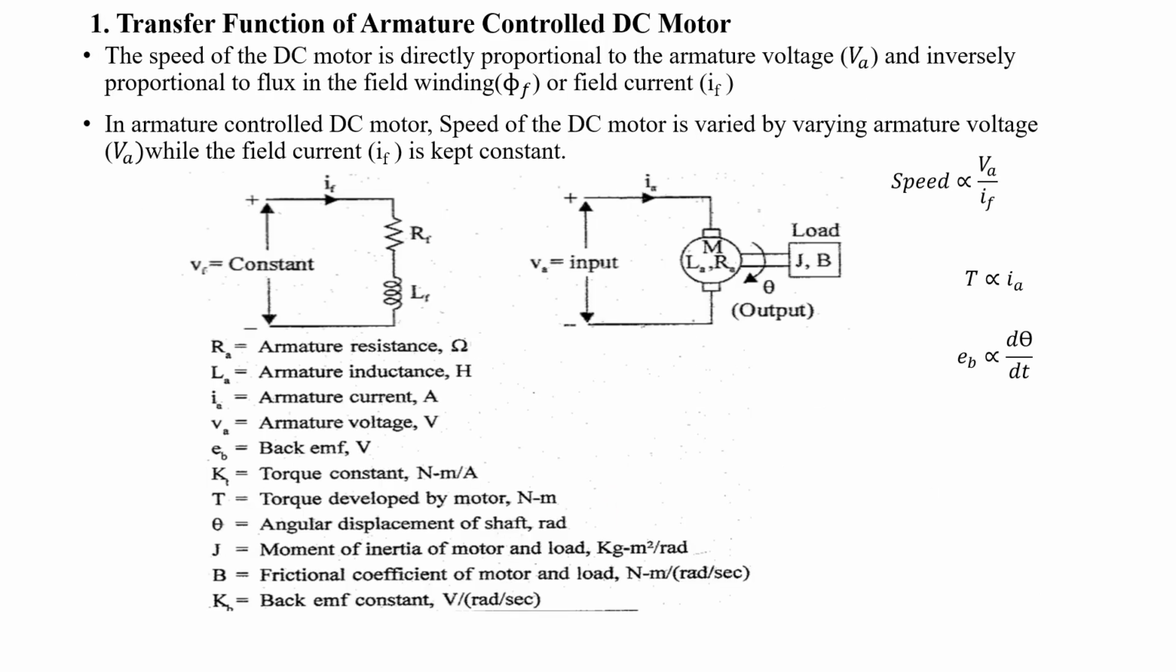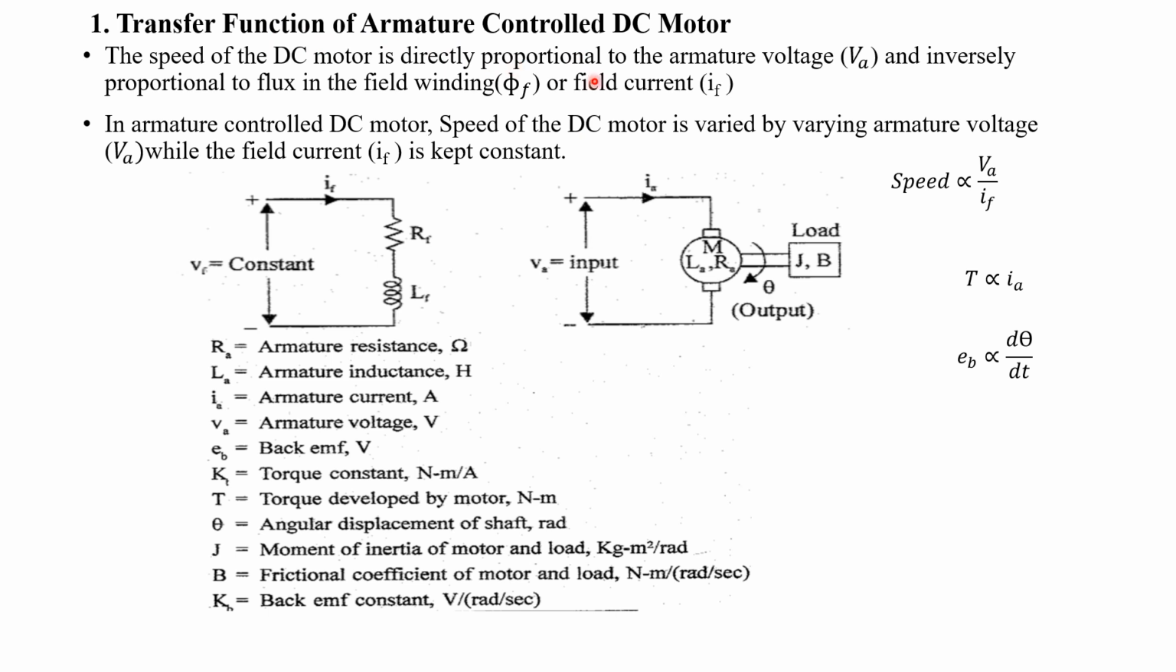Now we are going to derive the transfer function of armature controlled DC motor. What is the function of a motor? It converts electrical energy into mechanical energy. The DC motor will take the DC supply as an input, here a DC supply plus minus. In DC motors we have two types: armature controlled DC motor and field controlled DC motor. First we are going to derive the transfer function of armature controlled DC motor.